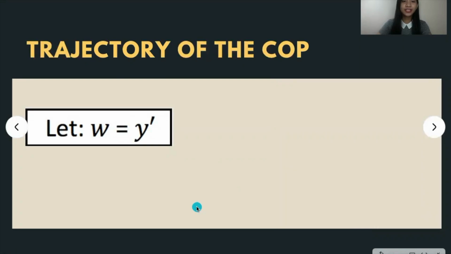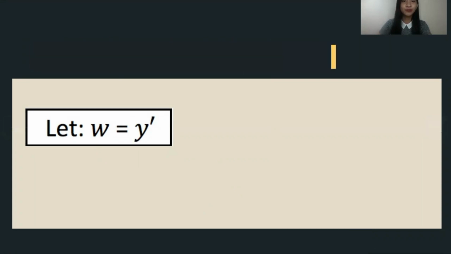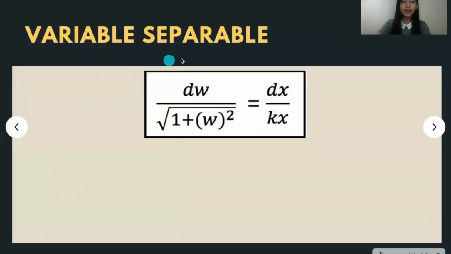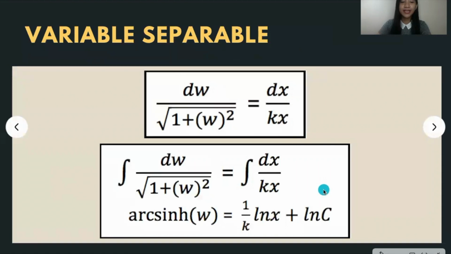So to get the differential equation, we just need to let w be equal to y prime. So we will be coming up with this equation wherein y prime is also equal to dw over dx. Also, as we could observe in this equation, variables w and x could be separated. And then applying the method of variable separable that we have learned from the CalEng 3 class, the equation will now be like this. So integrating both sides, we would be coming up with arcsinh w is equal to 1 over k ln x plus ln c.